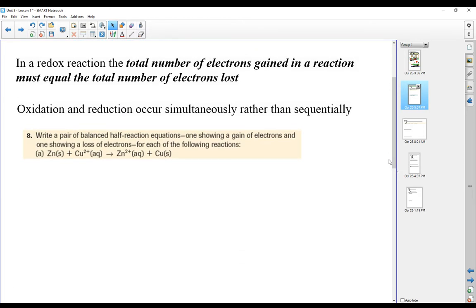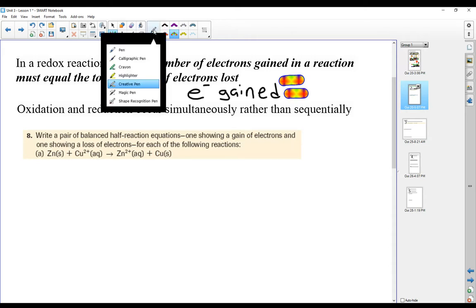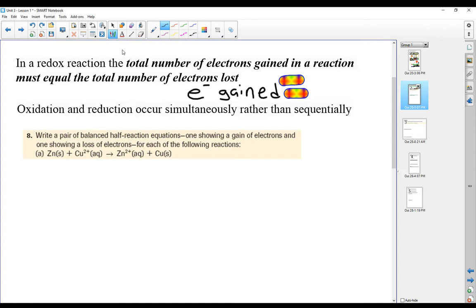In a redox reaction, the total number of electrons gained in a reaction must equal the total number of electrons lost. So electrons gained, and just make sure you're paying attention, equals, and electrons gained is equal to what? Electrons lost.